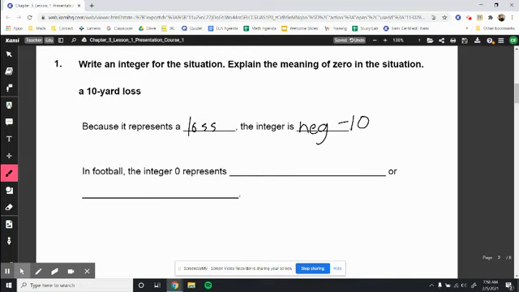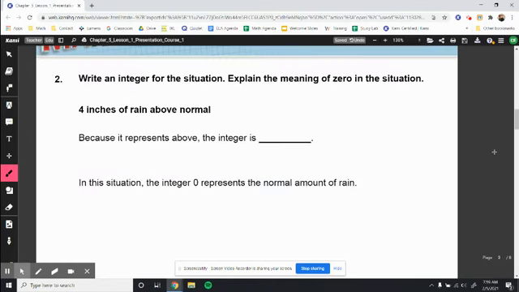Then we continue on to explain the meaning of 0. I've had you guys just fill in the blanks. In football, the integer 0 represents no yards lost, or gained. That is how we do number 1.